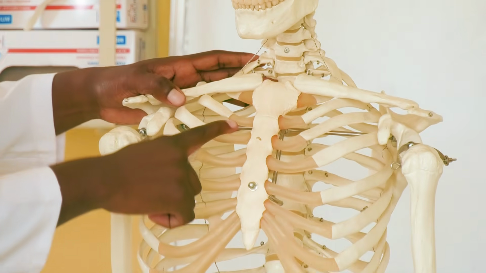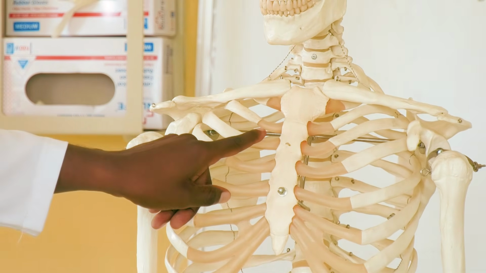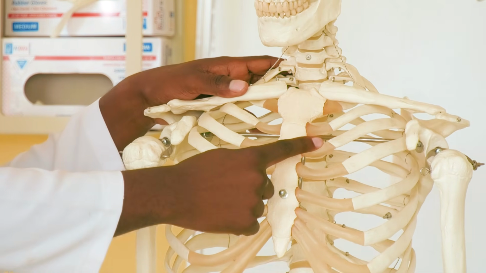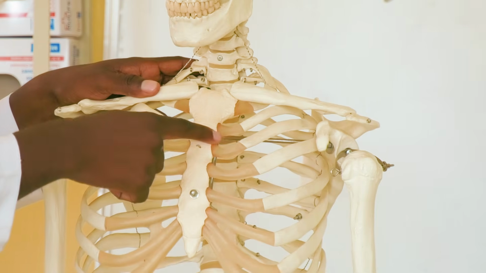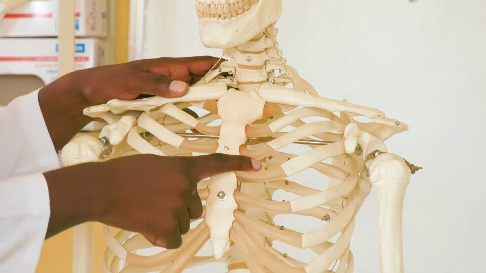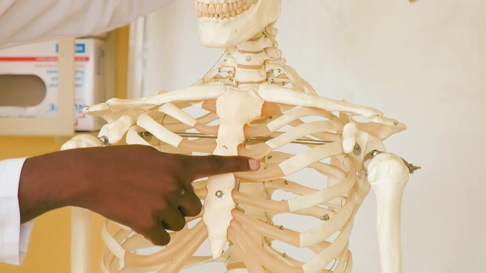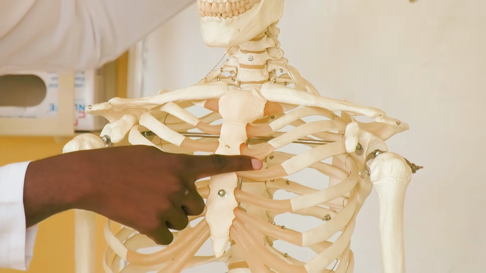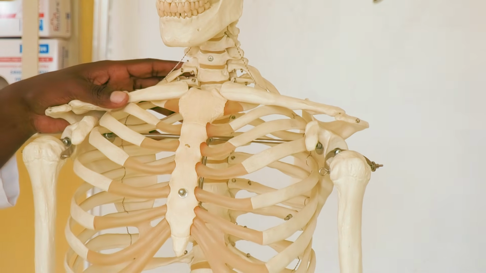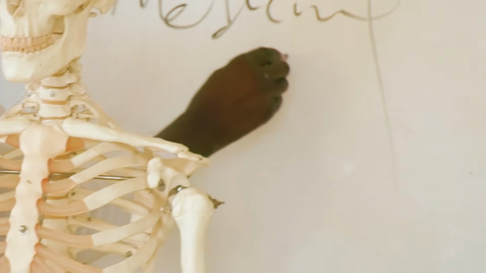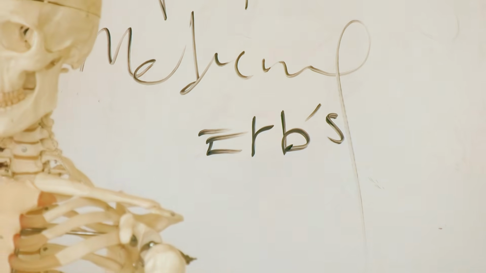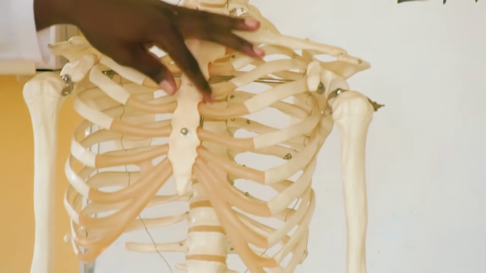Then from there, we're going to move left side. If we move left side within the sternal border, this is the second intercostal space. We go to the third intercostal space, we're going to be on Erb's point. This E stands for Erb's point. Erb's point, in the third intercostal space within the sternal border.